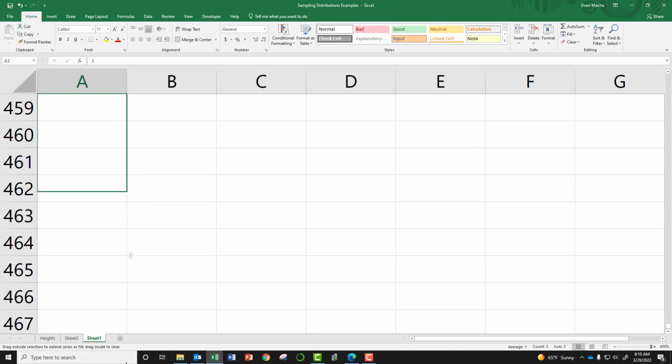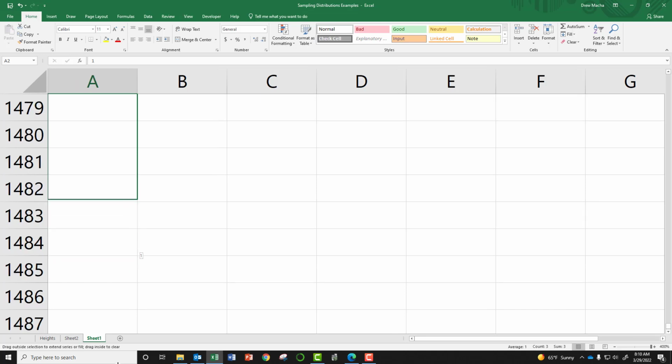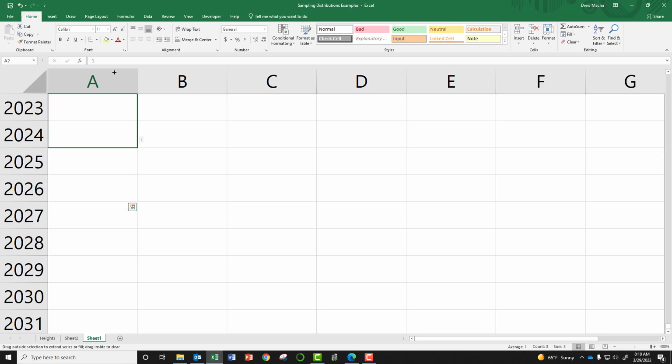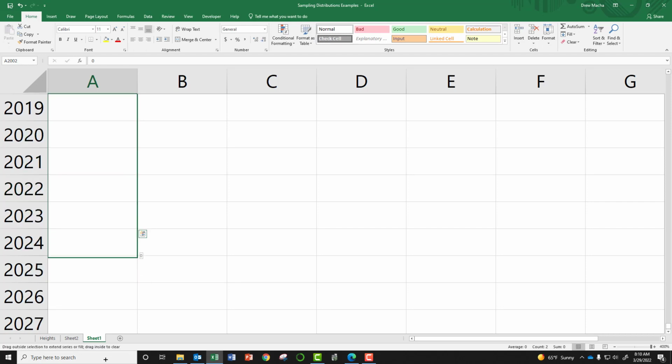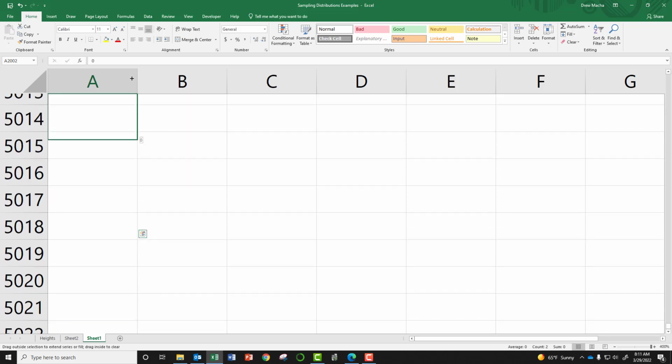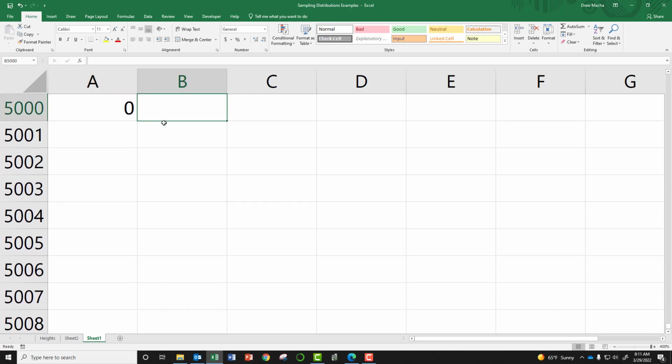So I have to drag these ones down to fill up 2,000 rows. Here's 1,000. Here's 2,000. So here's 2,000 ones, followed by, like I said, 3,000 zeros, so that these zeros fill up the remaining students in my 5,000 students. It takes a while to drag these down. Okay, so then I've got zeros all the way down to row number 5,000.